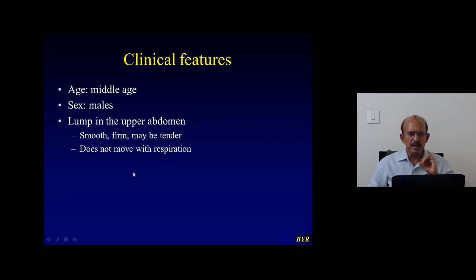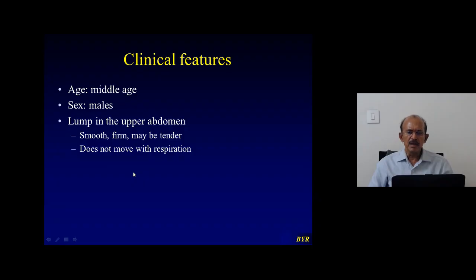The second feature is that the swelling should be arising from an organ which is freely mobile. Which organs are mobile? Those organs which are surrounded by the peritoneum on all sides, that means intraperitoneal organs. So all the intraperitoneal organs which are related to the diaphragm move down with respiration. Examples are swellings arising from the liver, from the spleen, from the stomach, and swellings arising from kidneys also move down with respiration.